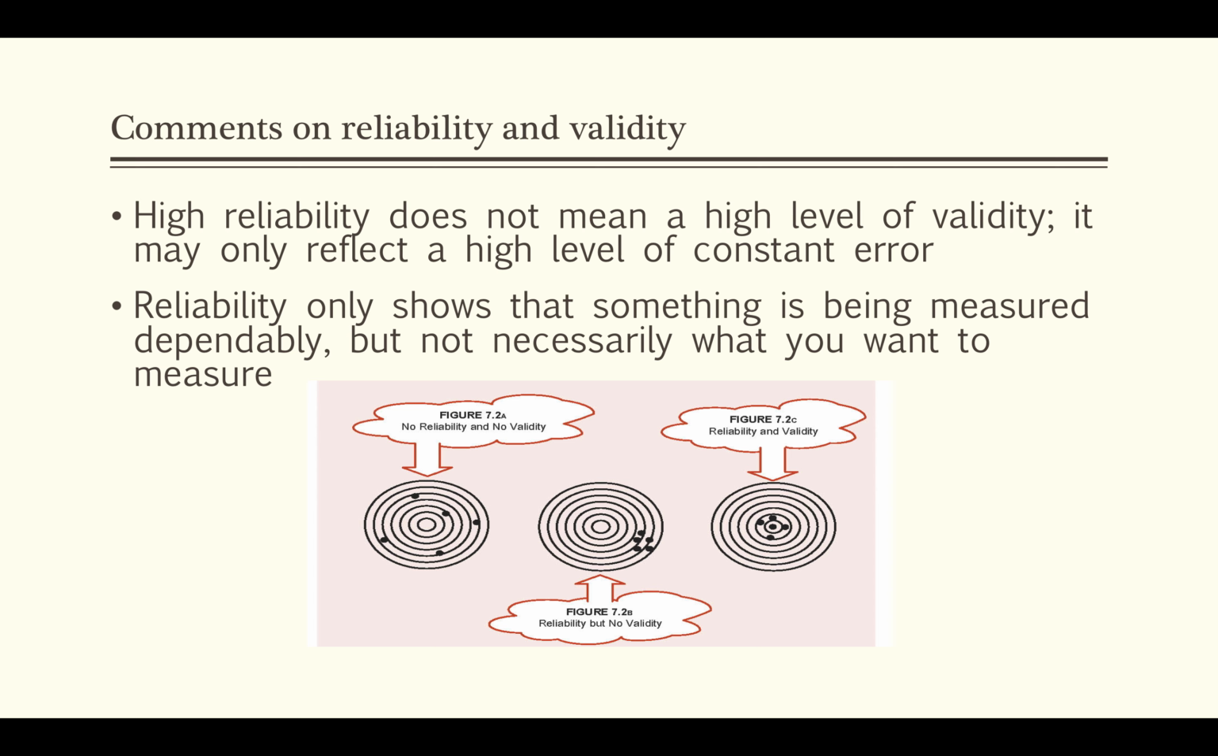The middle one is a bullseye that is reliable but not valid, right? All of my answers are clustering together, but they're not in the middle. They're not a bullseye. They're not where they should be.